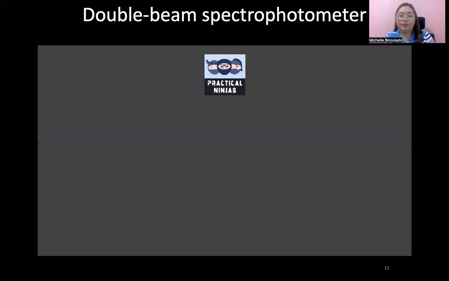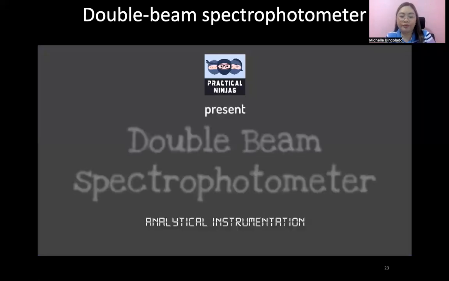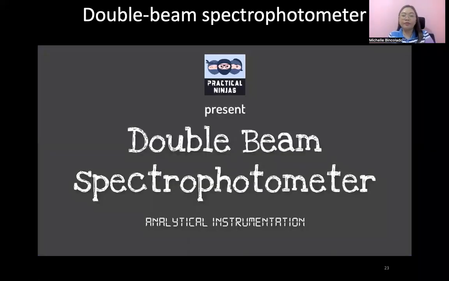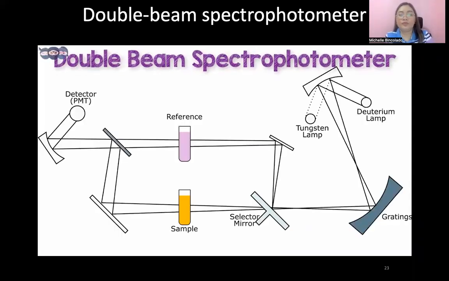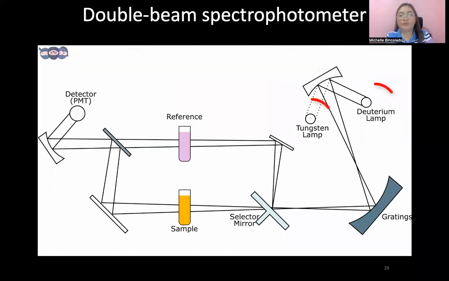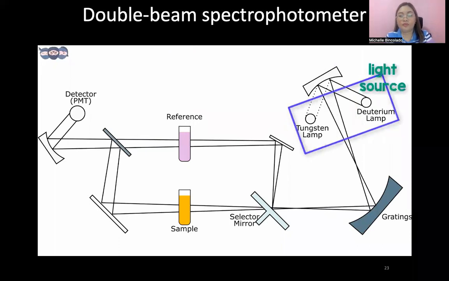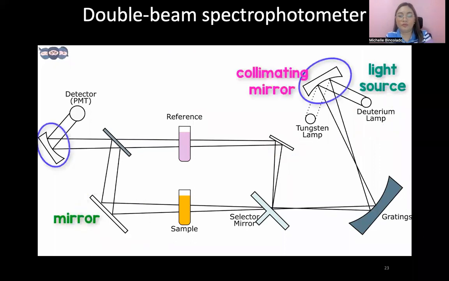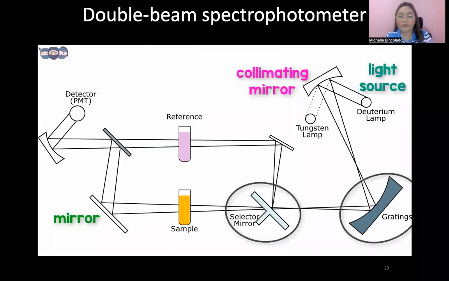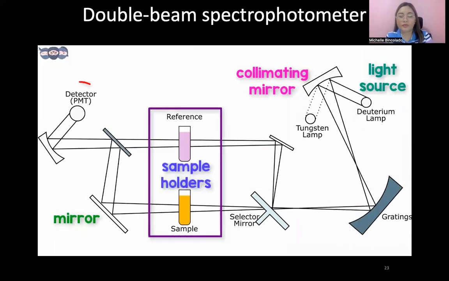Hello viewers, welcome to yet another video on analytical instrumentation. In this video, we are going to discuss about the double beam spectrophotometer. As we can see in the diagram, this instrument is called the double beam spectrophotometer because it uses 2 beams of light simultaneously. The components are a light source, optical components like mirrors or collimating mirrors, gratings, selector mirrors, multiple sample holders, and a detector.